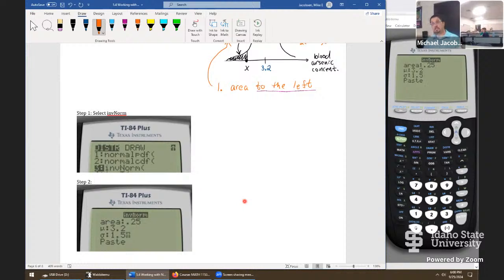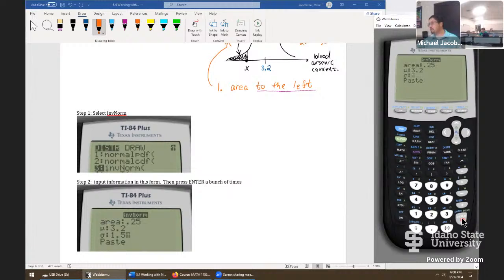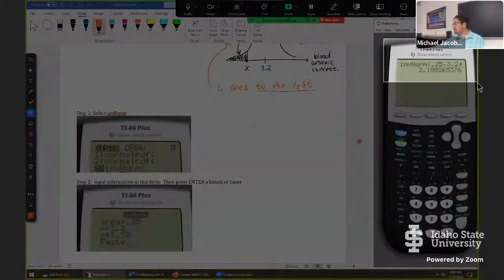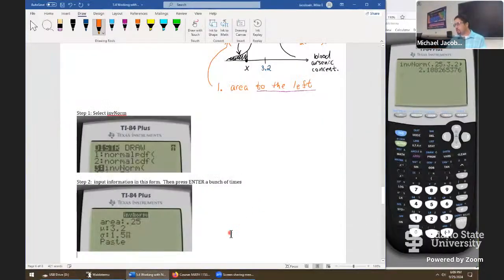So step 2 is, depending on your model of calculator, of course, input information in this form. Then press enter a bunch of times and you're all set. So pressing enter on this, let me know if you're getting some different numbers. Oh, I wiped out my 1.5. In my calculator, it looks like this first. Hitting enter again, we get that value there, 2.188 and some change. So this isn't really a step, just more a result. Let's call this success.